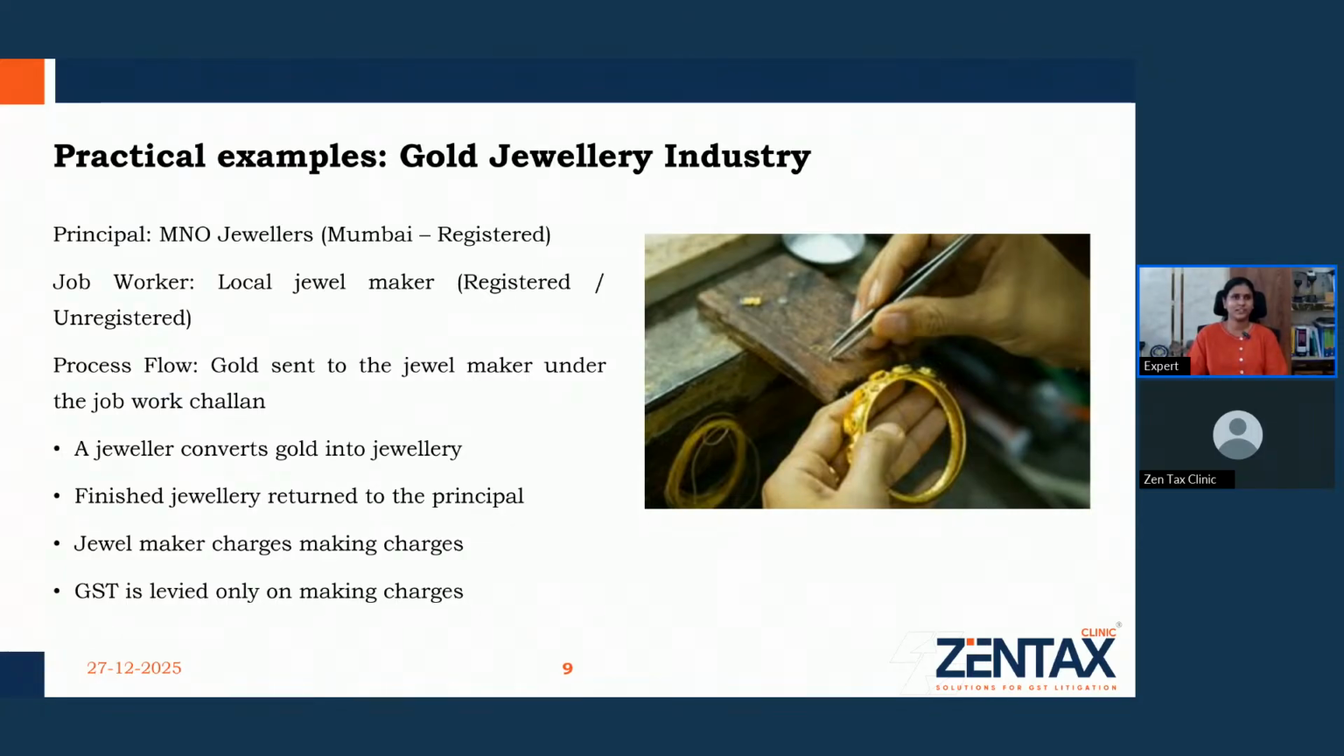In this process, the goods, that is the gold, are sent to the jewel maker under a delivery challan to make the jewels. The jewel maker converts the gold into jewelry and sends the finished goods back to the principal. Thereafter, the job worker, that is the jewelry maker, charges making charges. On those making charges, GST is levied, and the principal, that is the person who sends the gold, can take ITC on such making charges.